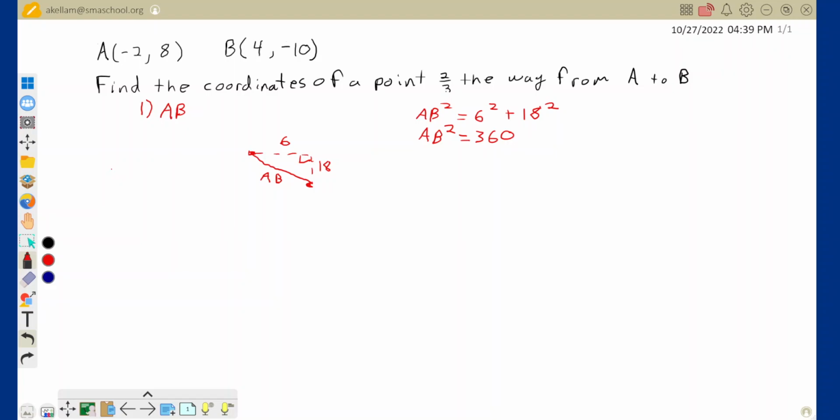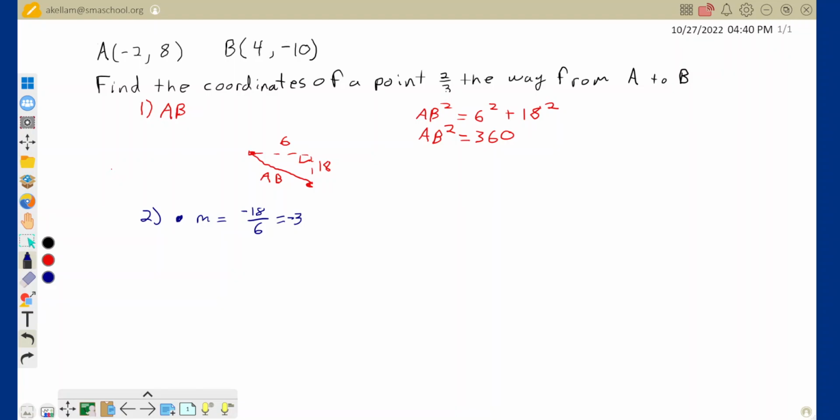Okay. Now, the second thing that we need is the equation of the line between A and B. So we first need to get our slope. Keeping signs in mind, it's the vertical, down 18, and the horizontal, right 6. And 18 over 6 is just 3. So we have -3.